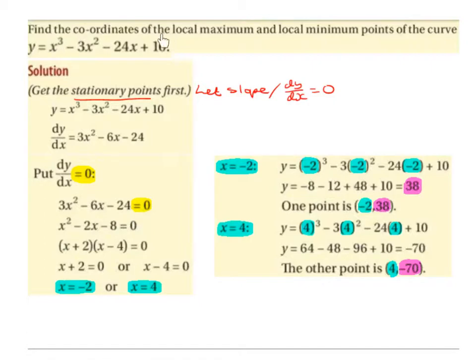So we take our function y equals x cubed minus 3x squared minus 24x plus 10, and we swap each of our x values in. If x is equal to minus 2, we have y equal to minus 2 cubed minus 3 times minus 2 squared minus 24 times minus 2 plus 10, which gives us 38. So one point is (minus 2, 38). And then we do the same with 4. So we get 4 cubed minus 3 times 4 squared minus 24 times 4 plus 10. We get minus 70. So the other point is (4, minus 70).